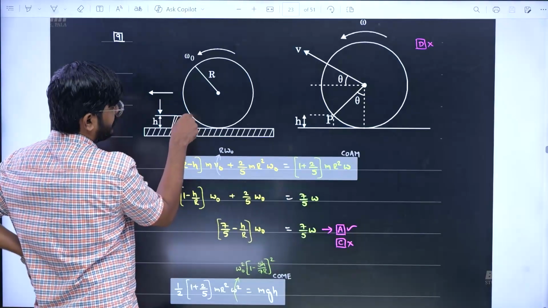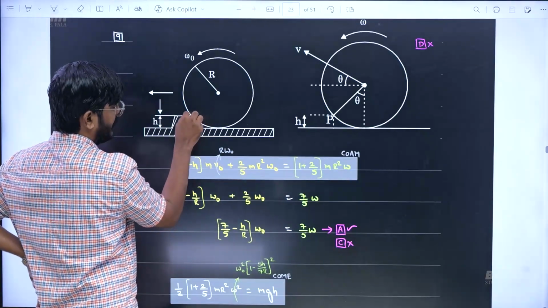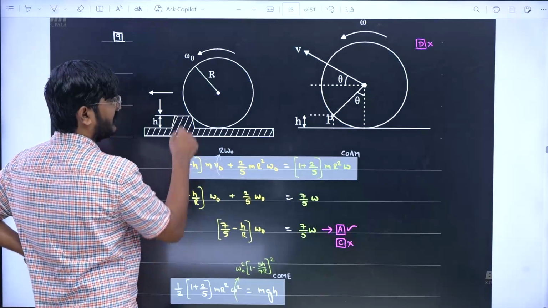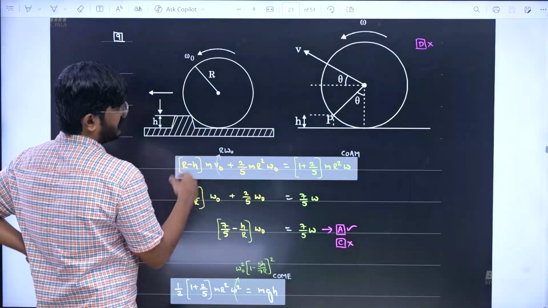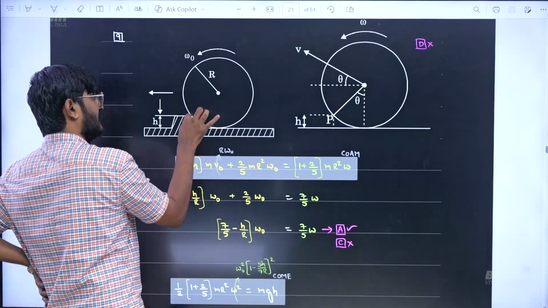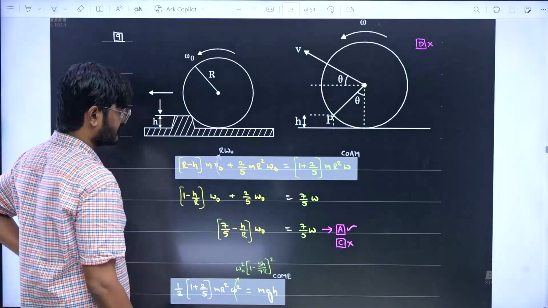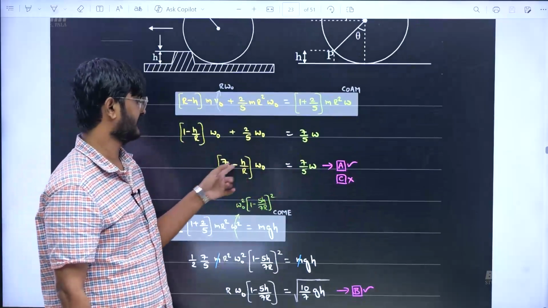Now once it starts rotating, you can say it is purely rotating about this point. So you can simply say I about this axis into omega, or you can say again Ic about center of mass. Eventually it turns out to be this much. This is the angular momentum of the system about this point before hitting. This is after hitting. From there you will be getting final omega.